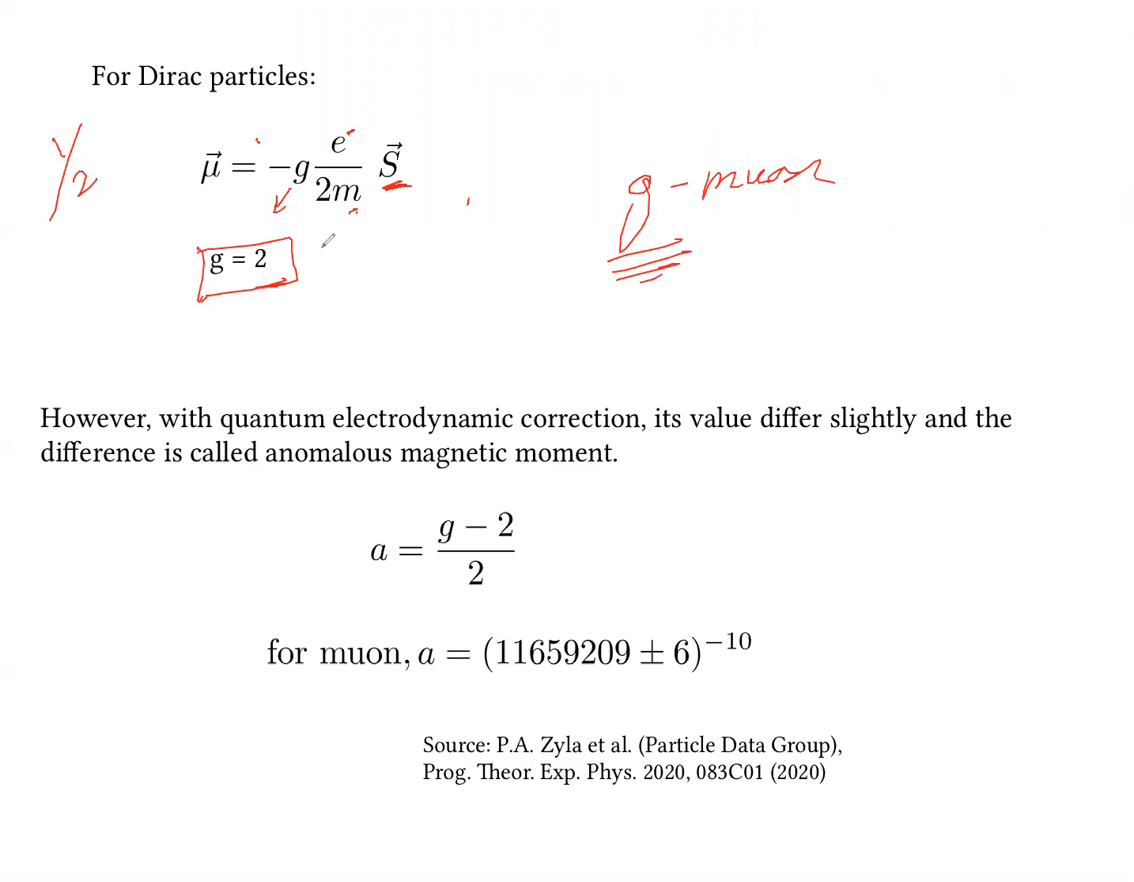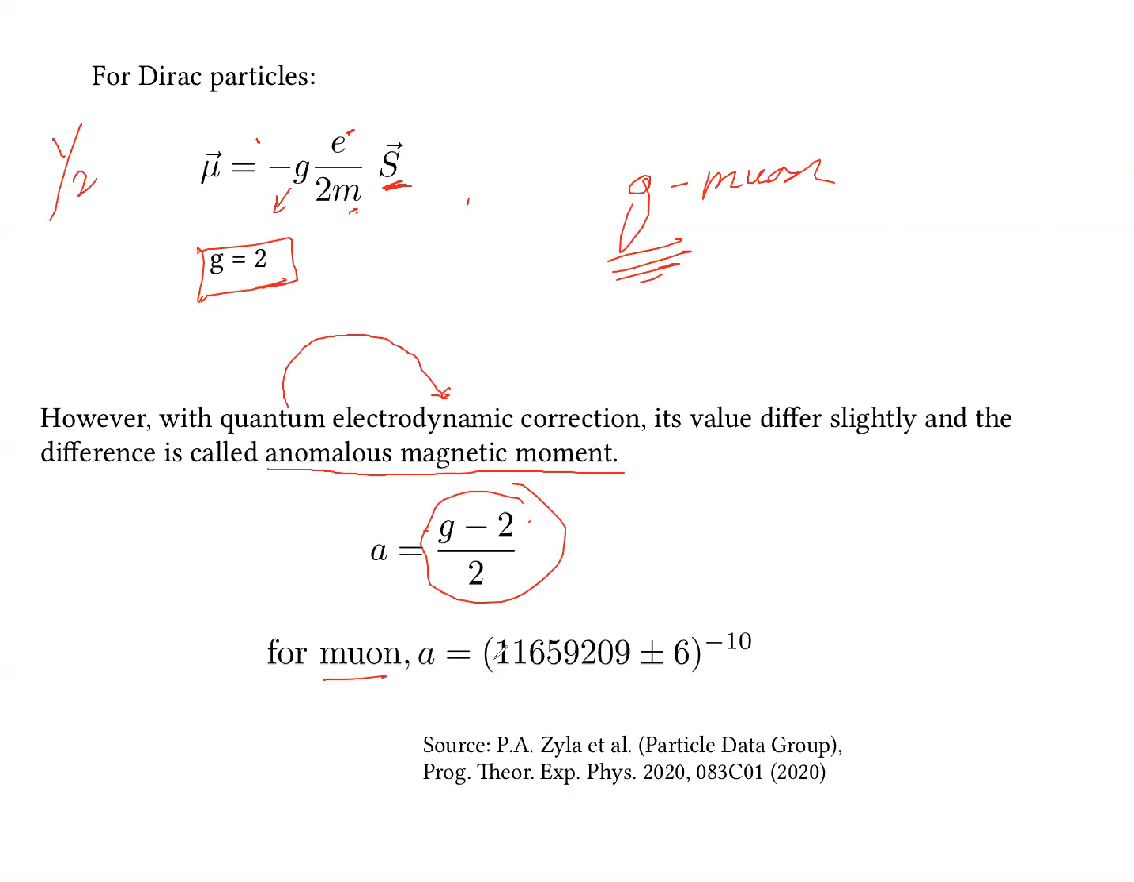But that is the classical electrodynamics, quantum mechanics. When quantum electrodynamics applies some correction on that, it comes out a little bit different. That correction is called anomalous. So that's the anomalous magnetic moment, which is g minus 2 over 2. What is the difference? That is called the anomalous magnetic moment of this particle.